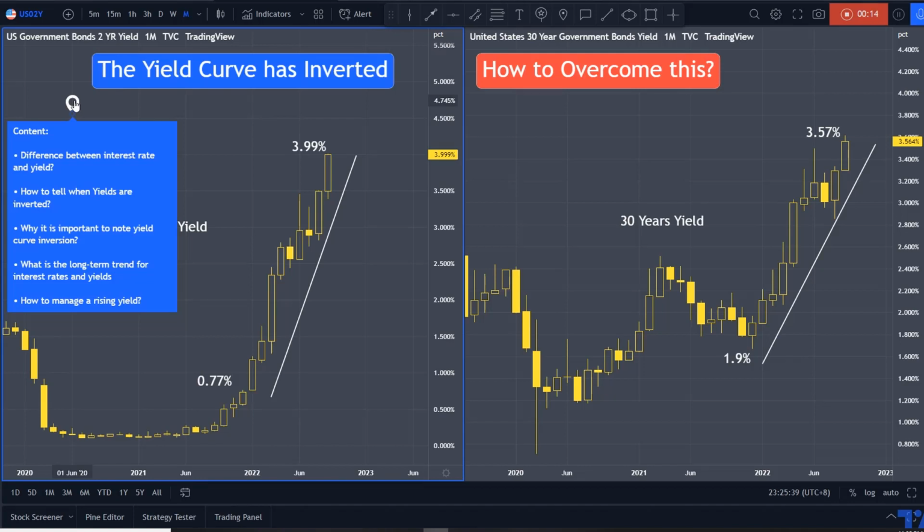Number one, we will know the difference between what is an interest rate and what is a yield. Number two, how to tell when the yields are inverted. Number three, why it is important to note yield curve inversion. Number four, what is the long-term trend for interest rates and yields? And number five, how to manage a rising yield.